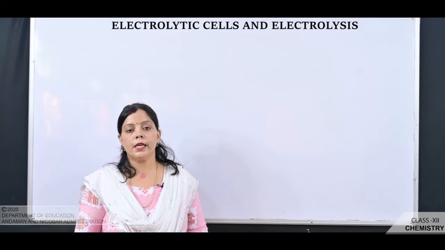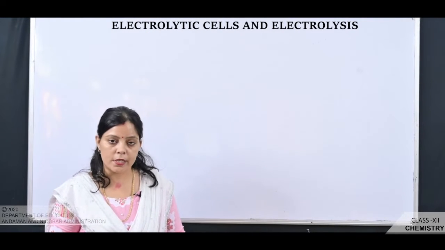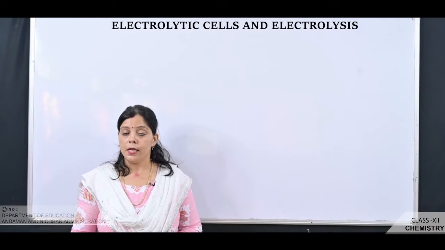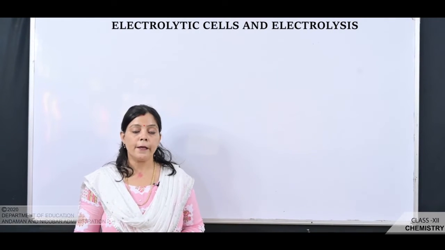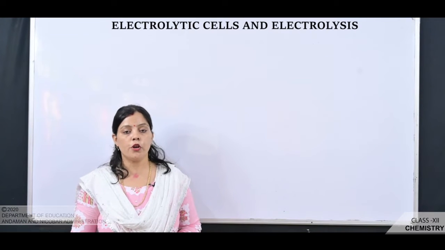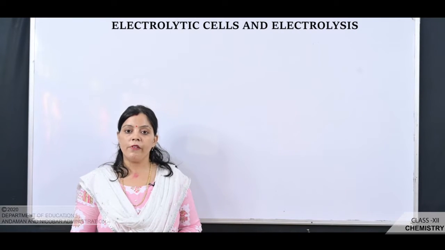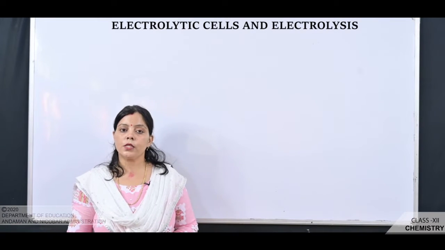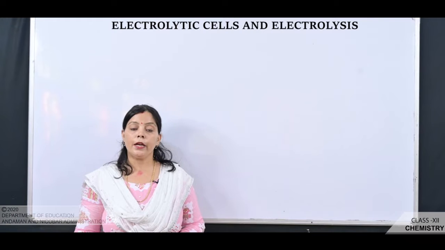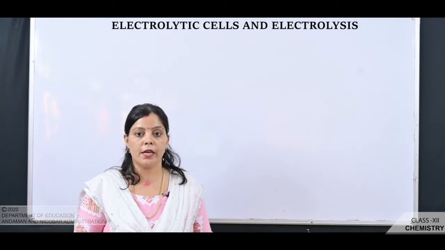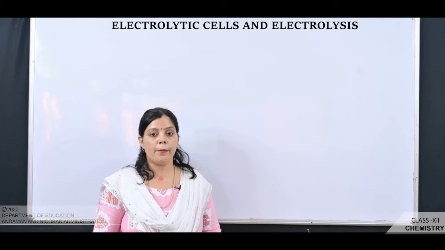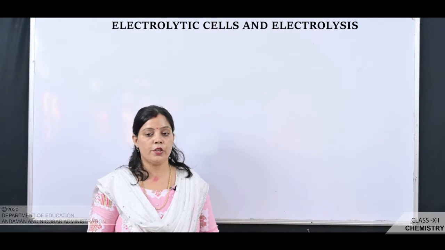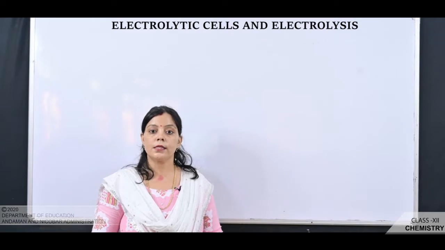The next topic is the electrolytic cell and electrolysis. This is the last topic of the chapter. So what is electrolysis? Electrolysis is defined as the process of decomposition of an electrolyte by the passage of electricity through its molten or dissolved state. That process is called electrolysis. An electrolysis process is carried out in a device, and that device is named the electrolytic cell. So the electrolytic cell is the device in which the process of electrolysis is carried out.